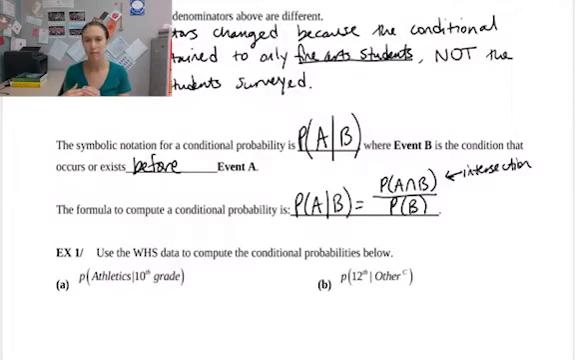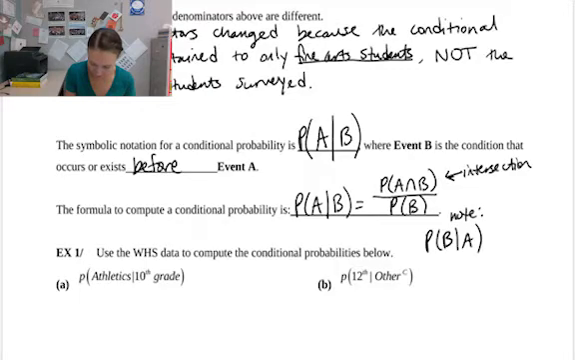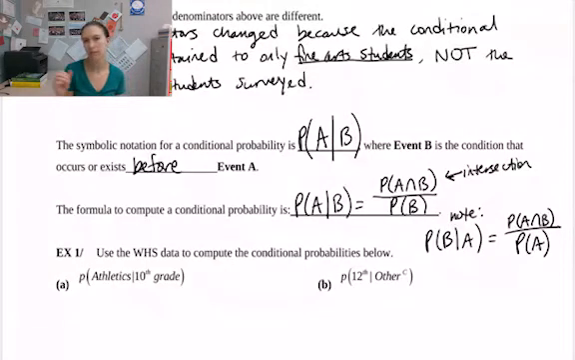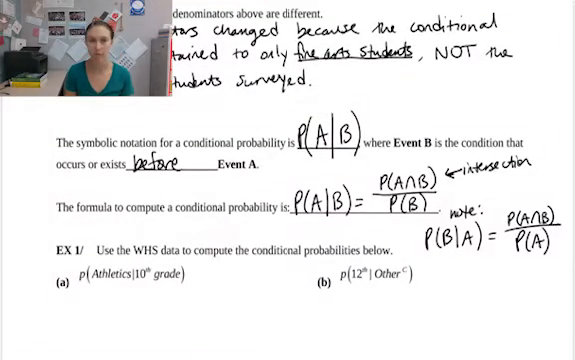So the probability of B becomes our new denominator. By the way, note, it doesn't have to be A given B. It could be the probability of B given A. It would still have A and B on the top, that box where they overlap each other, but then our probability of A would be on the bottom because that would be our given condition. So this is on your formula sheet, so you don't have to memorize this one.